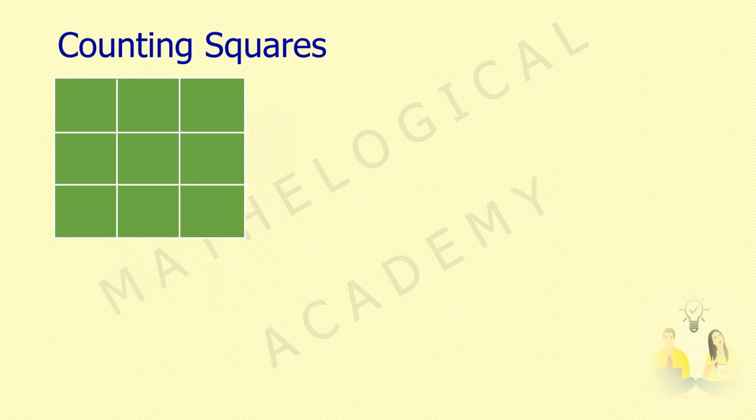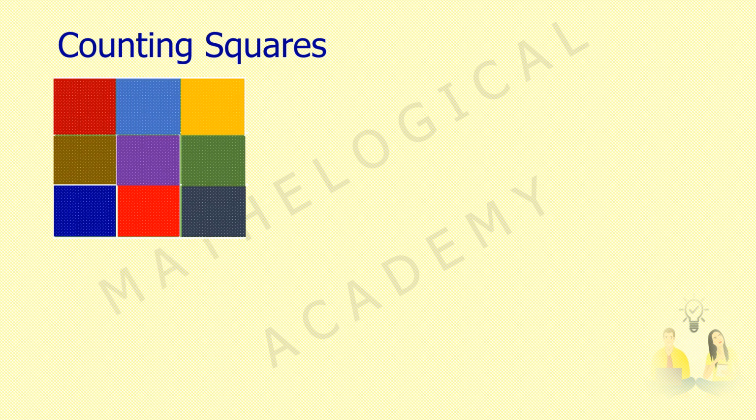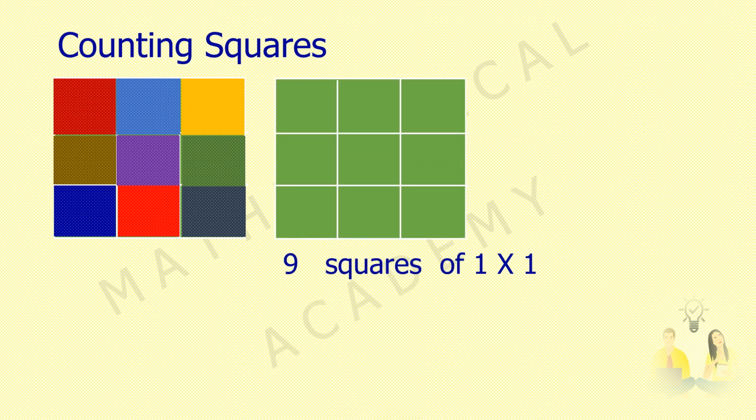Let's count the number of squares in a 3 by 3 grid and also work out a pattern or formula that we can apply to bigger grids so that we don't need to count visually every time. We have 9 squares of 1 by 1. Next size is squares of 2 by 2.